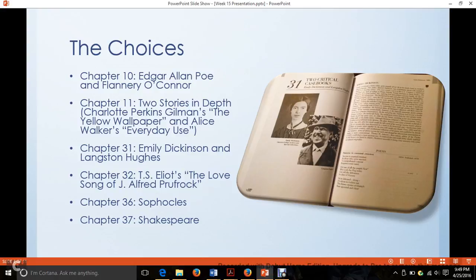Chapter 32 talks about T.S. Eliot in a particular work. We also have some real throwbacks in terms of chapters 36 and 37, Casebook Studies on Sophocles and Shakespeare. So those are our two drama chapters in terms of looking at the different casebook studies. And so these are not at all in the time period we're looking at, but we can still determine why we study literature from these works.